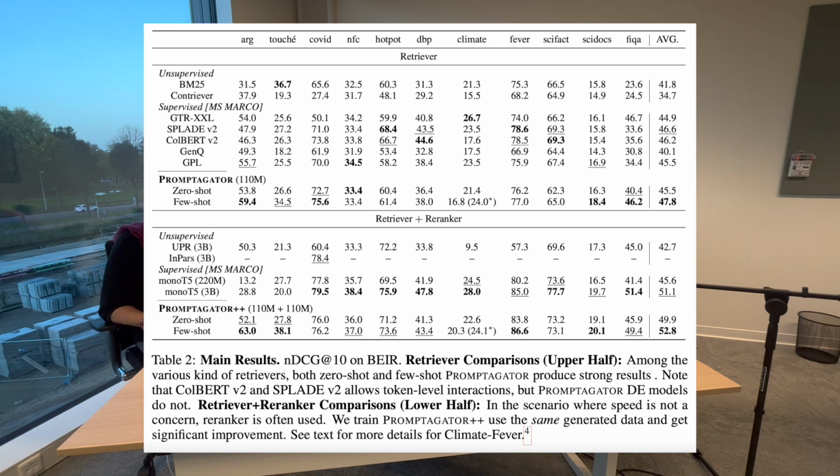Yeah. Maybe one additional fun thing to point out. So there's only one comparison point with InPars, which is TREC-COVID. On that comparison point, TREC-COVID with InPars is higher than with Promptagator few-shot. But this is just one specific. I didn't want to mention that. Yeah, I thought I would point it out for you.